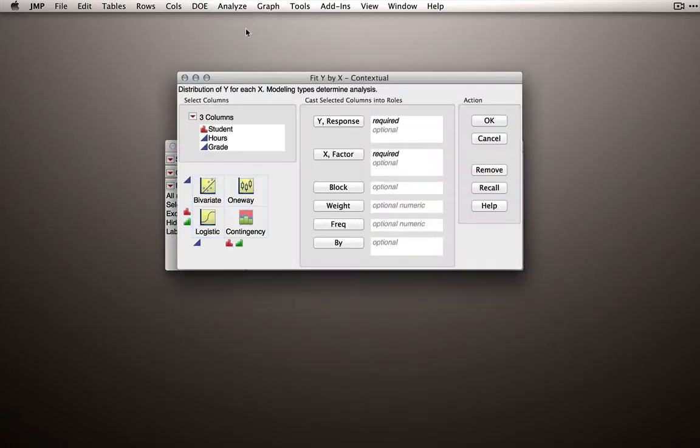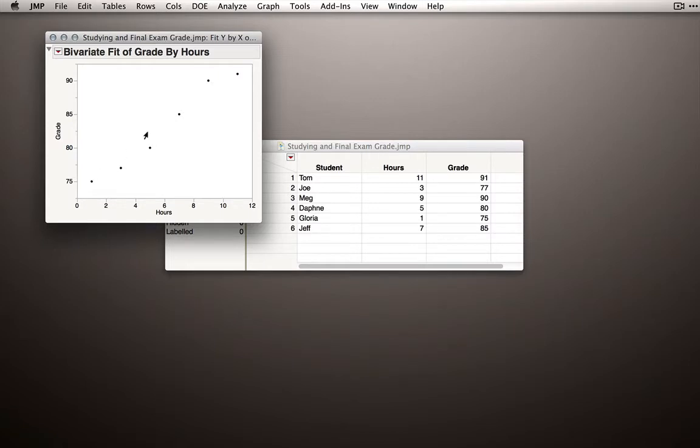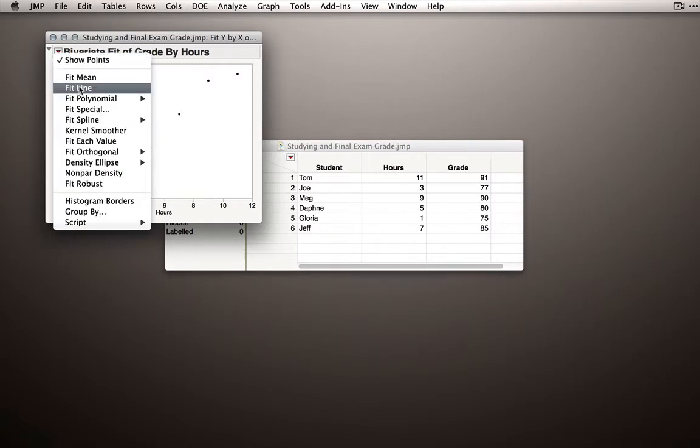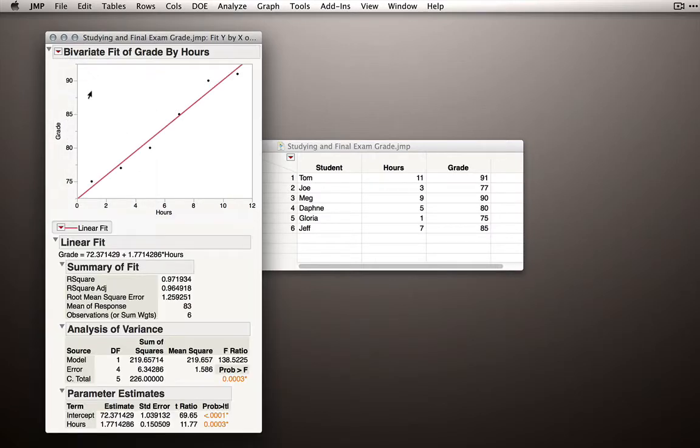Let's start by using Fit Y by X for these data. Now let's first specify hours, that is, the thing we're making a prediction from, as the X or the factor. Next, we'll specify grade as our response. You'll notice that Fit Y by X automatically detects this to be a bivariate fit, that is, one quantitative variable predicted by another quantitative variable. When I click OK, JMP will return the simple scatter plot of these points, and to fit a line, we'll go to the red triangle and select Fit Line.